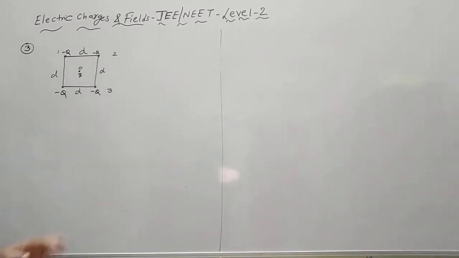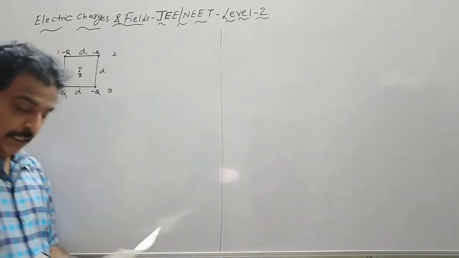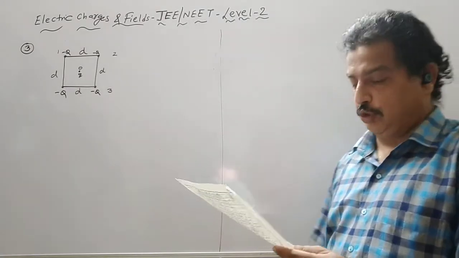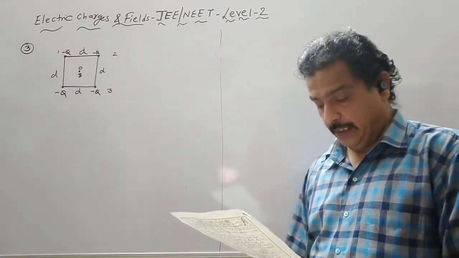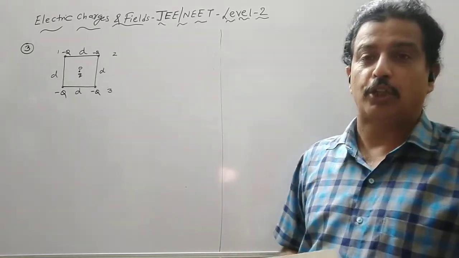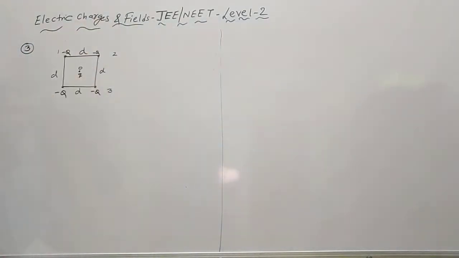Now let us see question number 3. We have 4 charges, minus q, minus q, minus q, minus q, kept at the vertices or the 4 corners of a square, and a charge small q is kept at its center. If the system is in equilibrium, find the value of small q. So it is given that the system is in equilibrium.